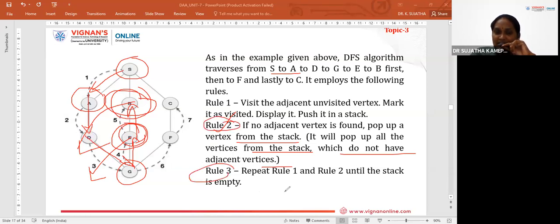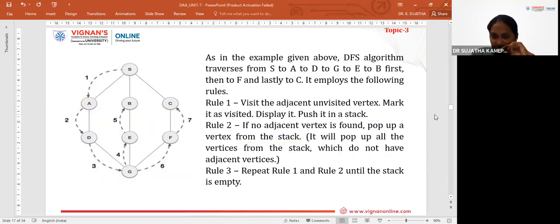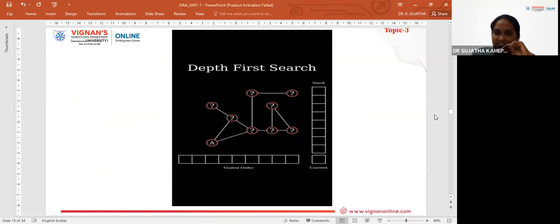And coming to rule 3, repeat rule 1 and rule 2 until the stack is empty. Right. So rule 1 and rule 2 are to be repeated until the stack becomes empty. So these 3 rules are to be followed in the implementation.